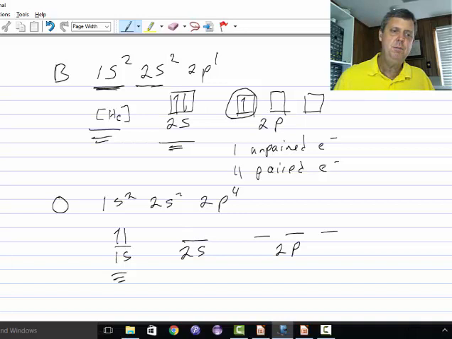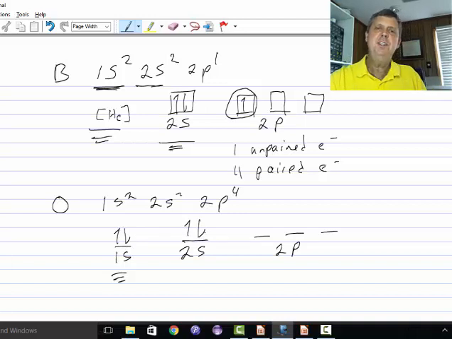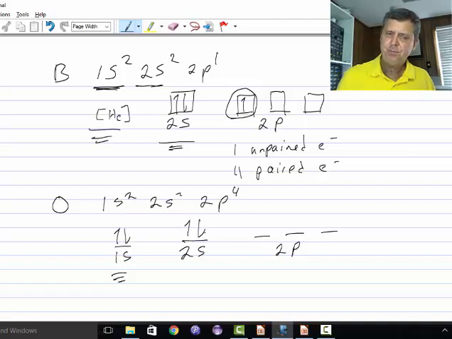So these electrons need to be paired up. For the 2s, the same thing: 1 electron here, 1 electron here. So for the s's, it's easy to see. We just have to stick electrons in opposite spin. For the p's, this is where the other rules come into play.